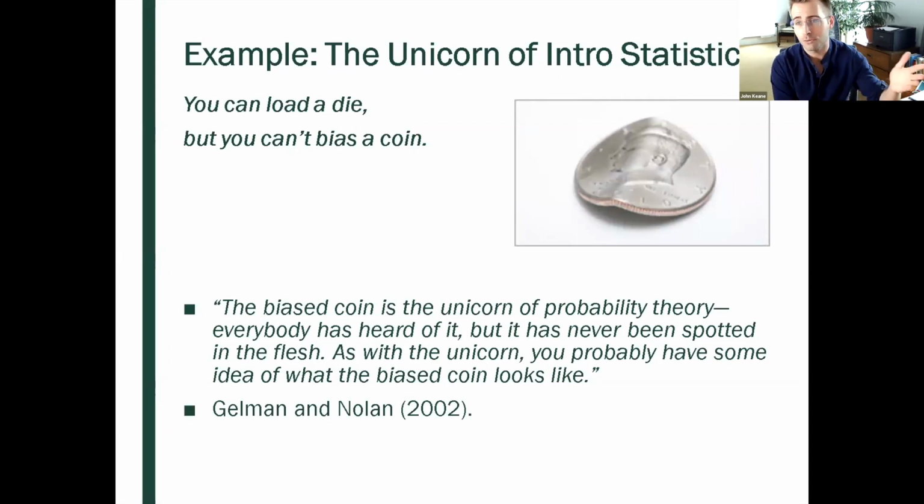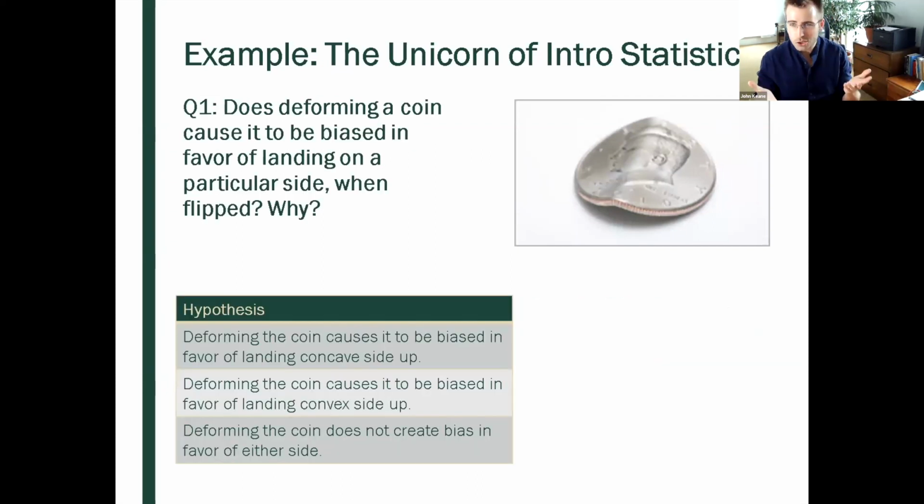To walk you through what this activity looks like step by step, on a Wednesday in class, in lecture, I asked a couple students to come up to the front and gave them a coin much like the silver dollar that you see in front of you. It's deformed in some way. And I asked them this question: because this coin is deformed, do you think it may be biased in favor of landing a particular side when flipped? And if so, why?